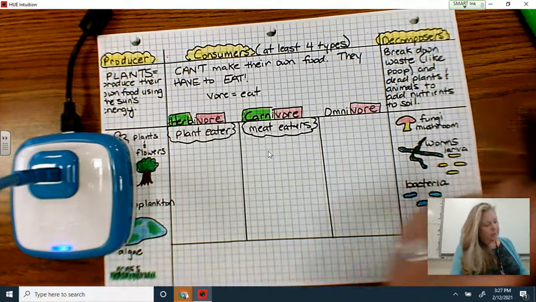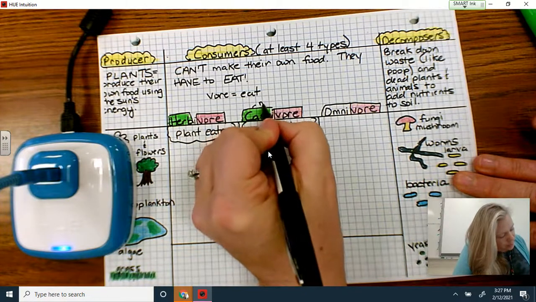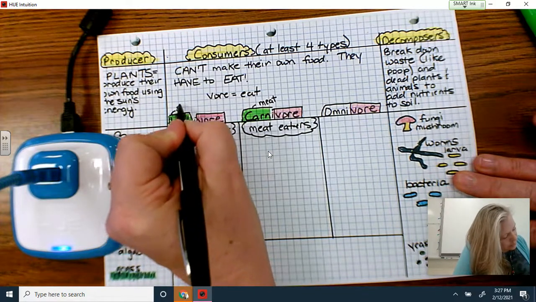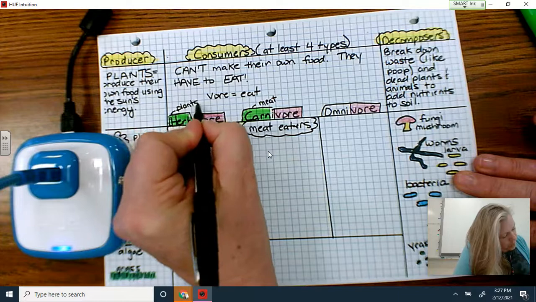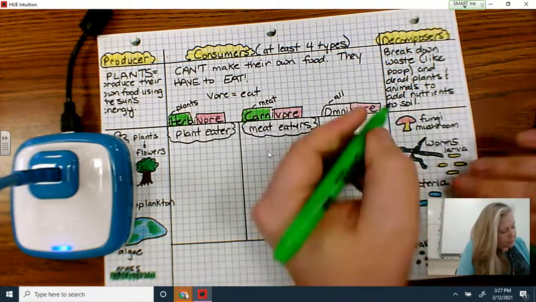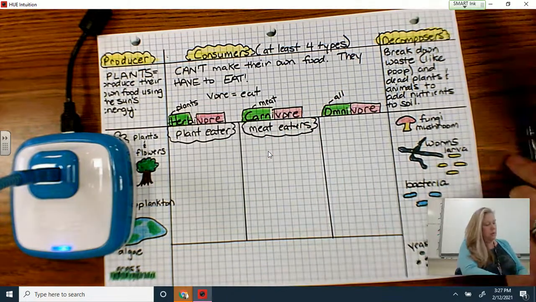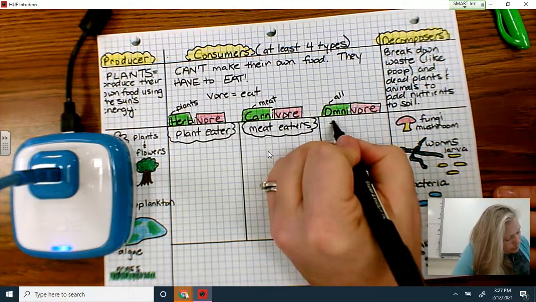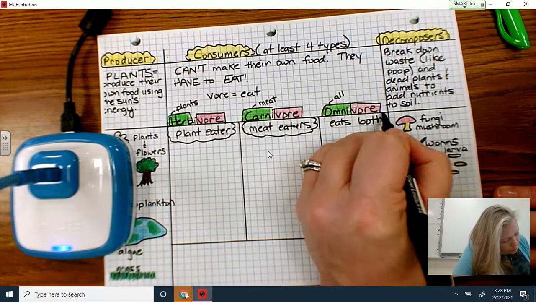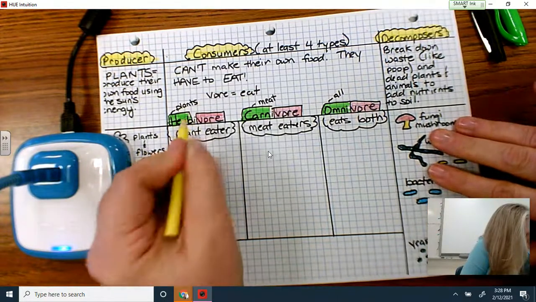And then last but not least is omnivores. So carne means meat. Herba is like little plants. And omni means all. So omnivores, they eat both meat and plants. So eats both. Right, and then let's go back in and highlight that to make sure that it stands out and makes your notes look really nice.